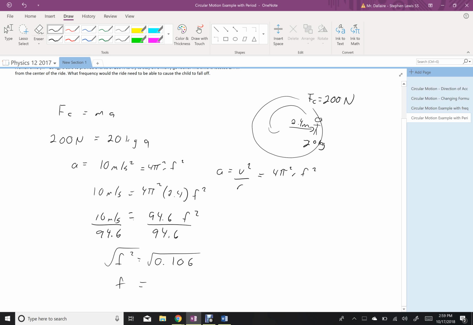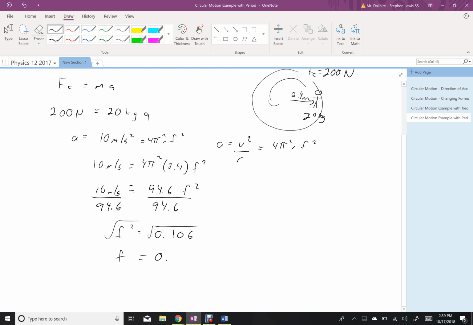I don't need to worry about that. Square root gets you a positive or a negative situation here, but frequency is an absolute value, so it doesn't really have a meaningful negative, so I can ignore that idea. And if this ride spins at 3.25 hertz, then we can imagine that that is how fast it would be going to cause the child to fall off.